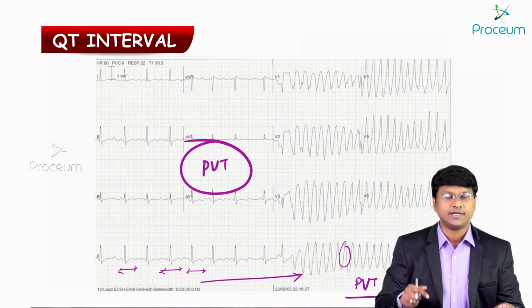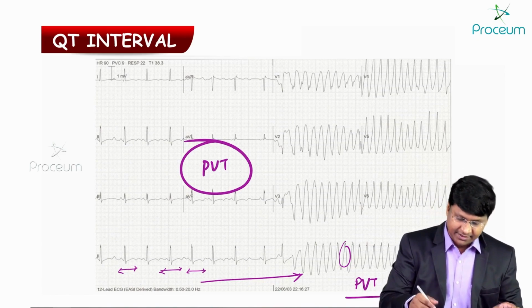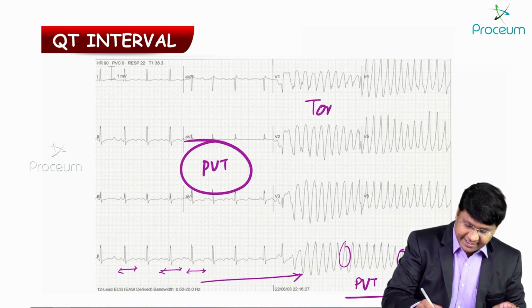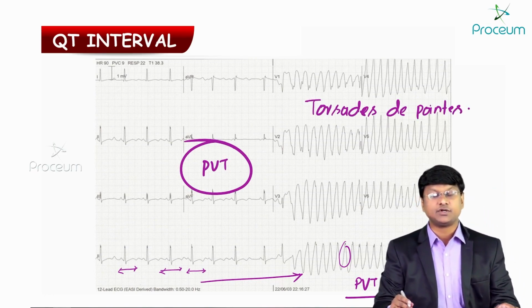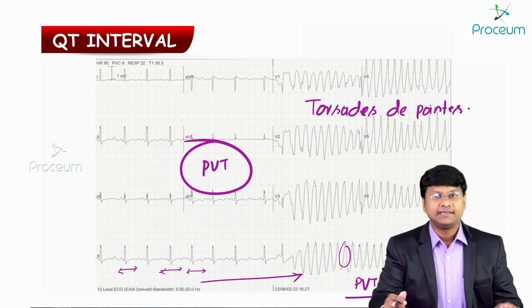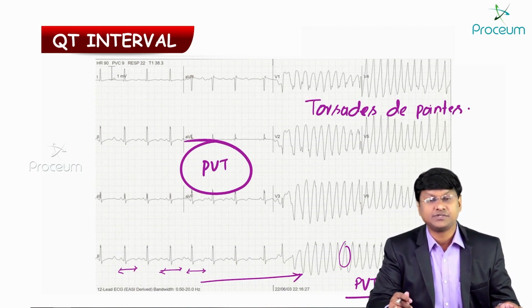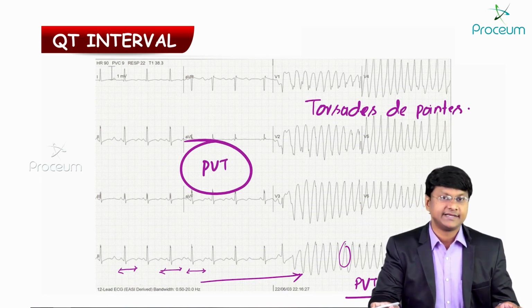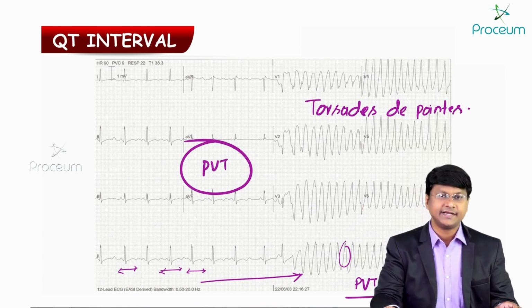So polymorphic ventricular tachycardia is what develops in patients with hypomagnesemia, and that is called Torsades de Pointes. And this Torsades de Pointes is the one which can make the individual land up in sudden cardiac death. So hypomagnesemia is a life-threatening condition where the individual can have a sudden cardiac death.